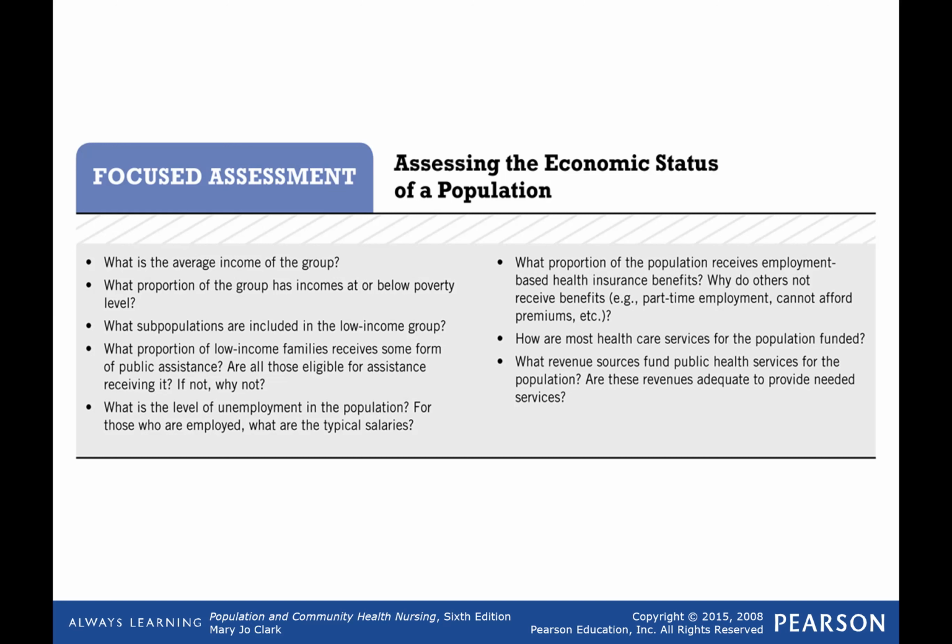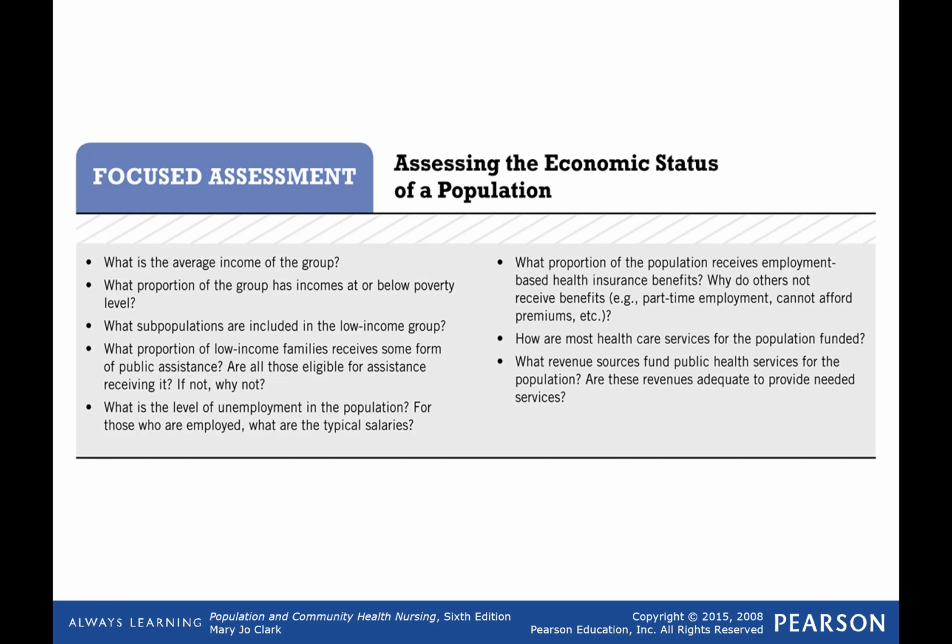Because remember, to get public assistance, you need to have ID, you need to have papers, you need to be a citizen. So a lot of people don't have IDs. So we need to look at, why are you not receiving your assistance? Is there a reason? What can we do to help you get it?